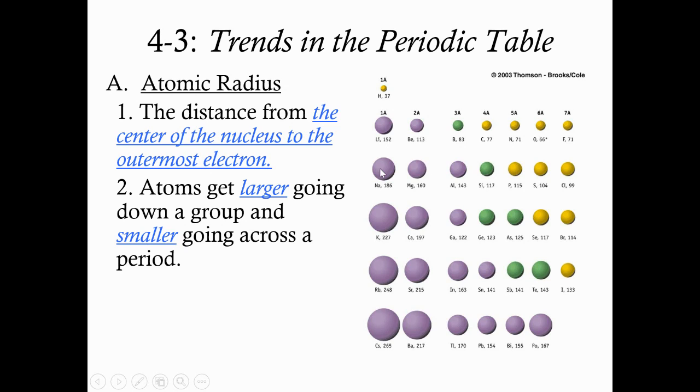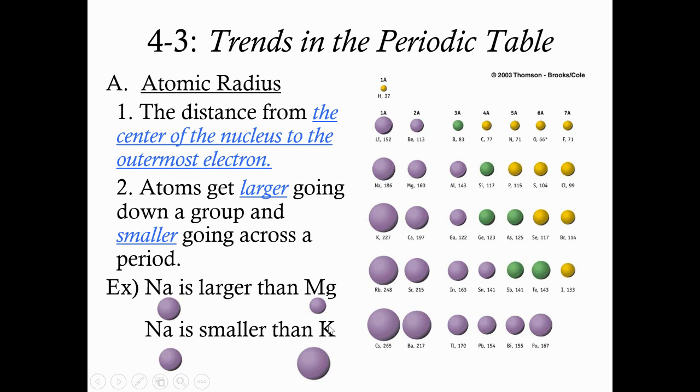They get smaller as you go across a period. So they start out large on the left and in general get smaller as you go across to the right. So for example, sodium in the leftmost column is larger than magnesium that is one to the right. However, sodium is smaller than the next element down in the column. Sodium is smaller than potassium.